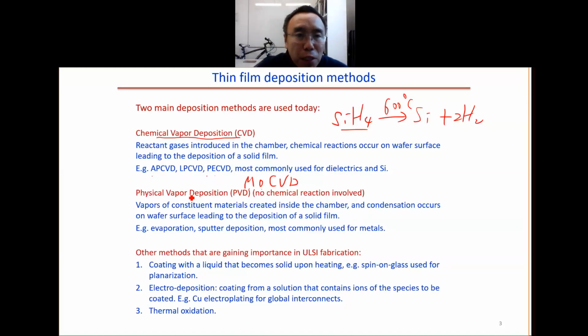The next one is physical vapor deposition. Here there is no chemical reaction involved. This includes evaporation, sputtering deposition, and other methods. Other methods include spin coating, electroplating, and thermal oxidation. This one we didn't cover yet. This is Chapter 6. We have one full chapter to talk about thermal oxidation of silicon.